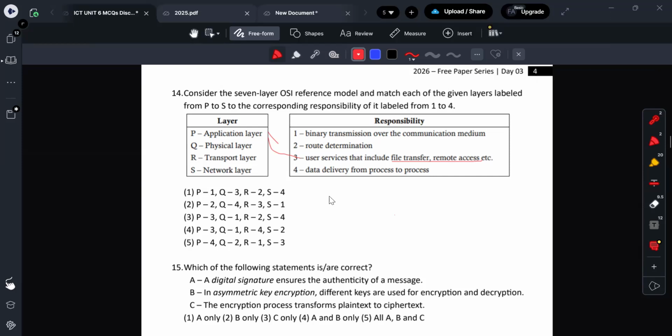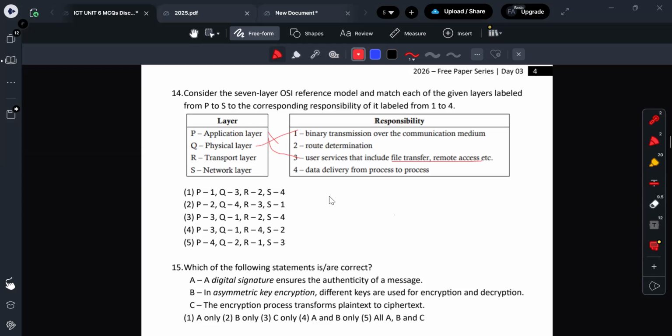And then we have the physical layer. So physical layer is the lowest layer of the OSI model. What does it deal with? It deals with the mechanical and electrical specification of the transmission medium. So turning data into raw bits, meaning zeros and ones, for physical transmission. So it matches with what? Binary transmission over the communication media. Right? And then transport layer.